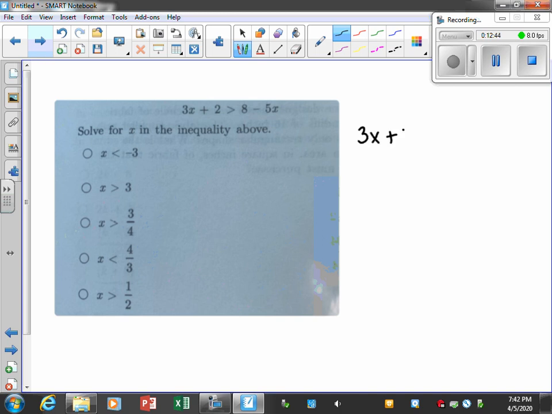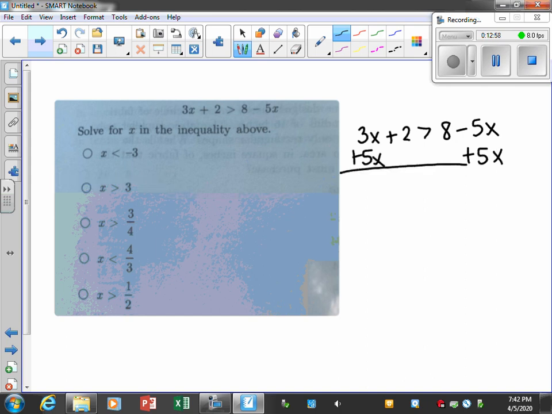3x plus 2 is greater than 8 minus 5x. The first thing you want to do when solving the inequality is get the x values on the same side. So I'm going to add 5x to both sides so that that goes away, and I'll have 8x plus 2 is greater than 8. Our goal is to get x by itself, so I want to subtract 2. Whatever you do to one side, do to the other.